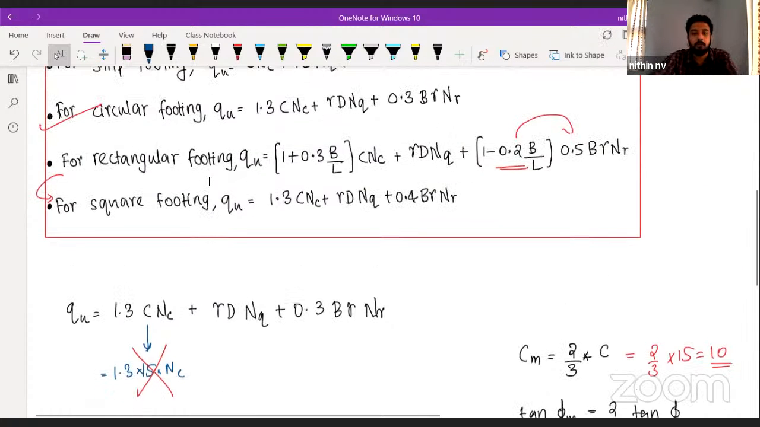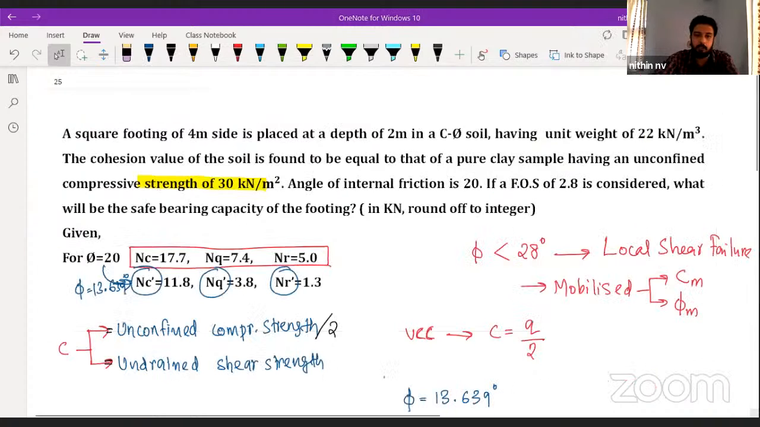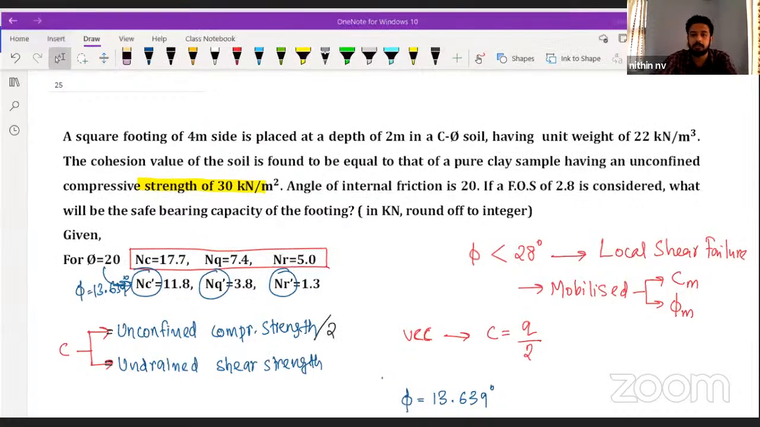Everyone proceed and tell me how much you are getting for the answer. Please check whether it is under submerged condition or not, whether they are giving any water table at the ground level or something like that. Nothing? Yes, nothing is there. Okay, so everything will be exactly whatever they are giving in the question.